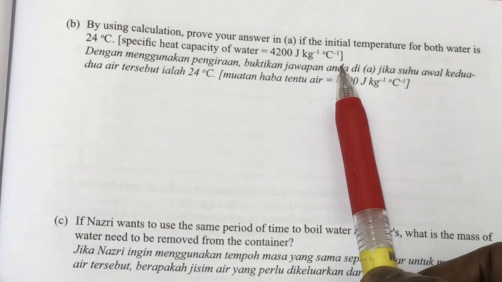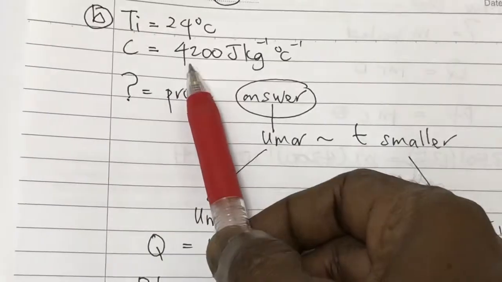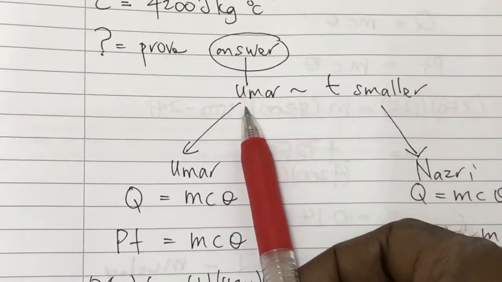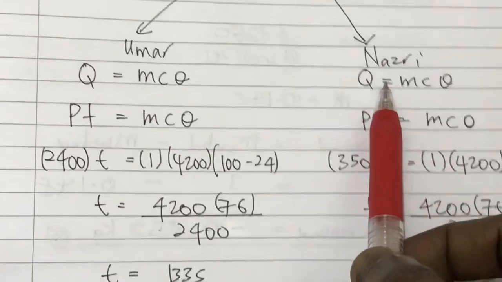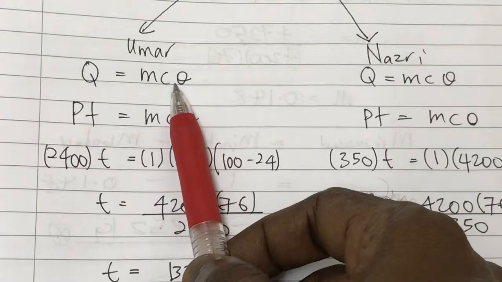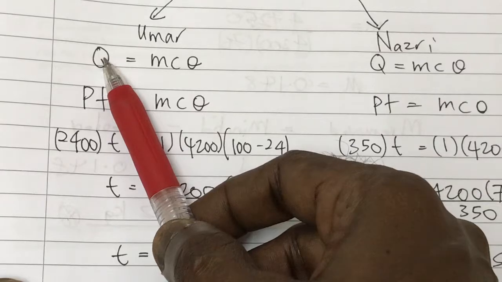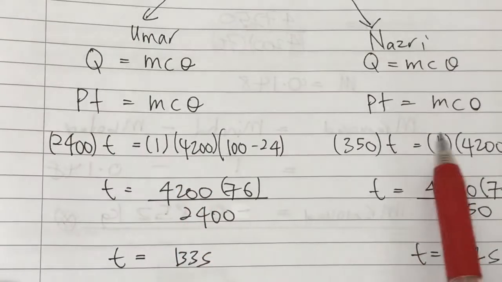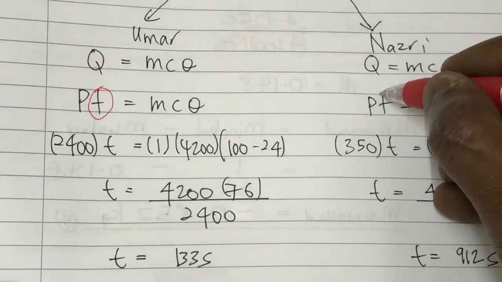They are asking us to prove our answer in A by calculation. Again, as usual, we collect our information. Initial temperature 24. The C was 4200. Prove the answer. And what was the answer? That Omar's time was smaller. So we have to do it for both Omar and Nazri. Q equals MC theta, use it twice. The heat energy is supplied by the electrical energy, and electrical energy is power multiplied by time. Now all we have to do is find the time for Omar and Nazri, that's all.